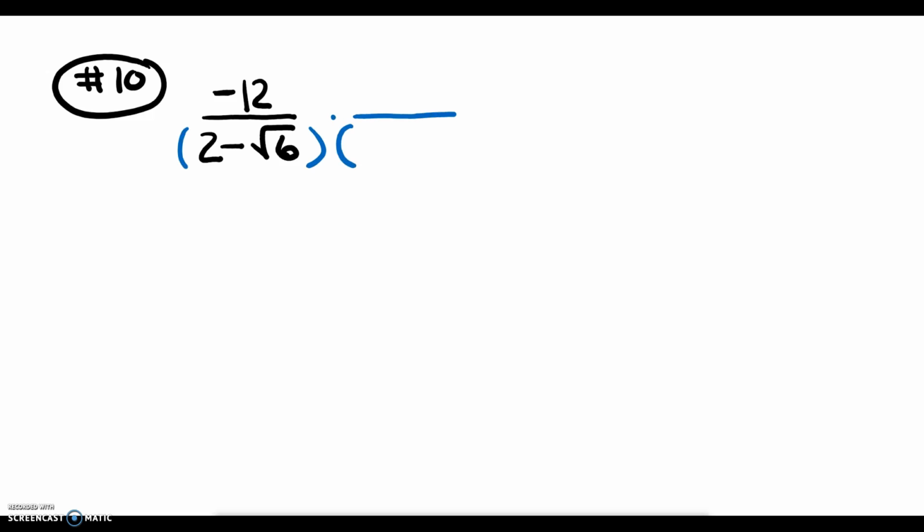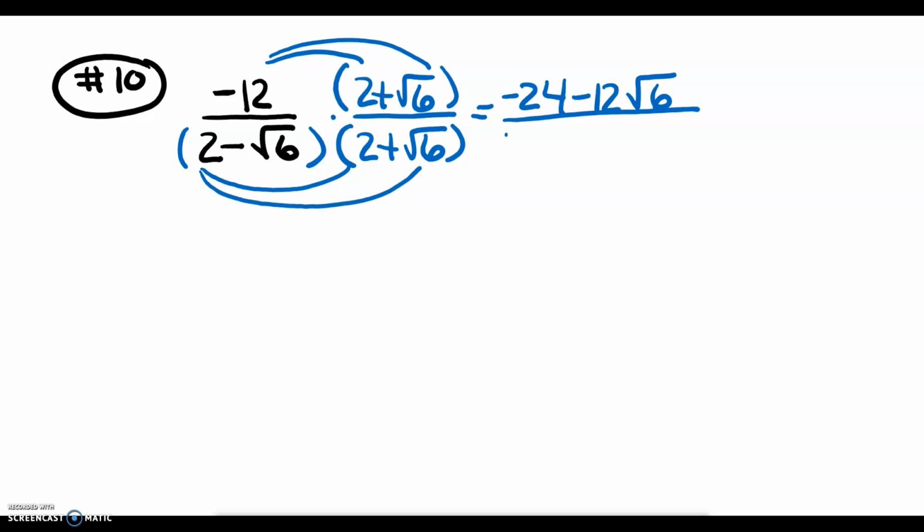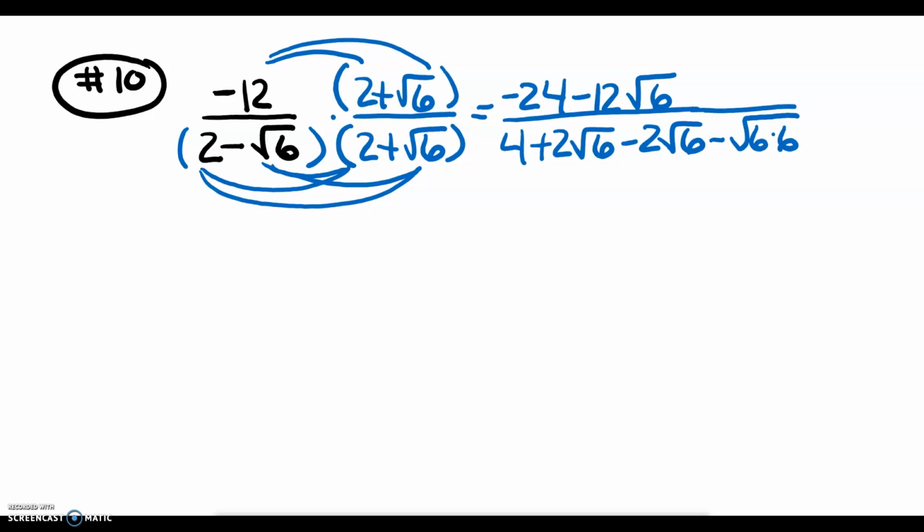My conjugate is going to be 2 plus radical 6. And again, we have to multiply by the number 1. So when I distribute a negative 12, I get a negative 24 minus 12 radical 6. And when I distribute the 2, I get 4 plus 2 radical 6. When I distribute the negative radical 6, I get minus 2 radical 6. And then I get a minus radical 6 times 6.